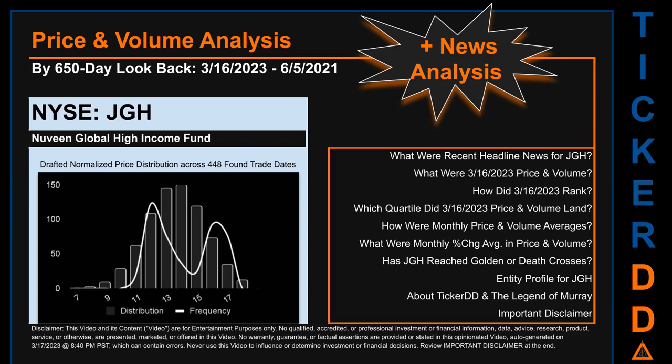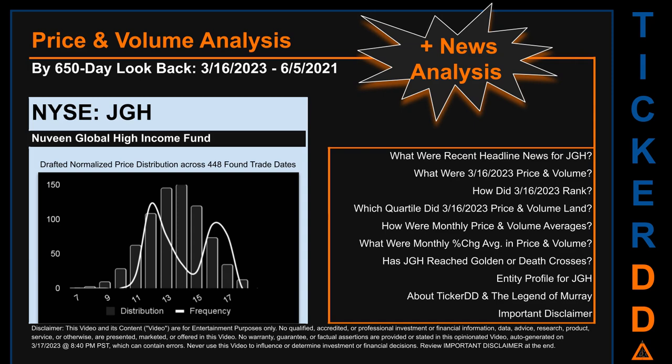JGH went public on November 24, 2014, which was roughly 8 years and 4 months ago. Looking back 650 calendar days from Thursday, March 16, 2023 to Saturday, June 5, 2021, we found 448 applicable trade dates for use in our analysis.